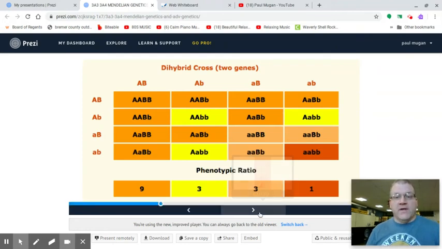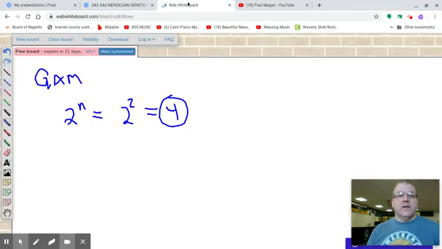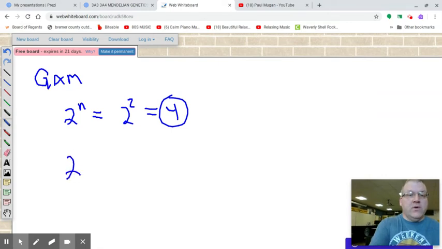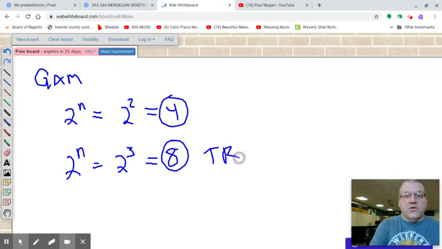If we were to take a look at the trihybrid, now we have a total of 8 different gametes that can be produced. So now we have 2 to the nth power, in this instance being 2 to the third. So now we've got 2 by 2 is 4, by 2 is 8. It can produce 8 different gametes. This is the difference between your trihybrid and your dihybrid.